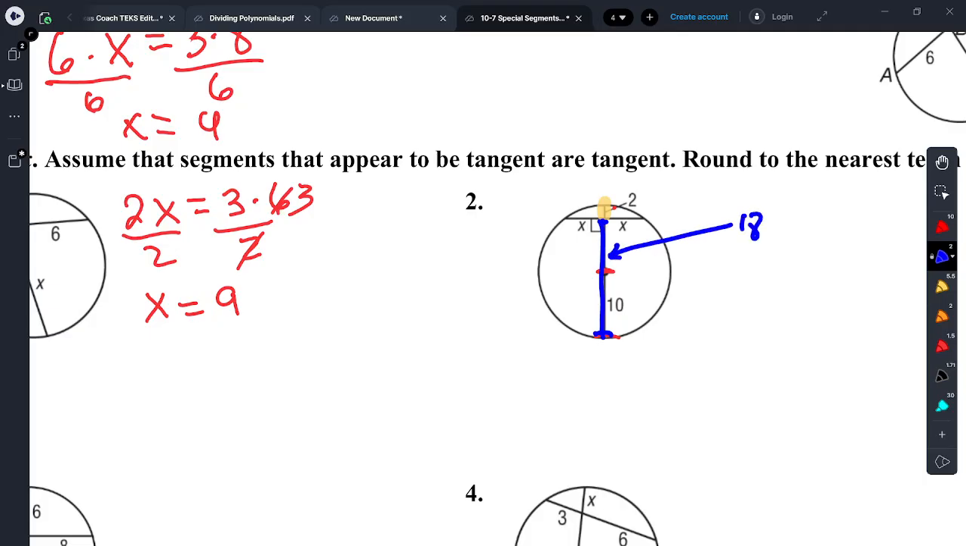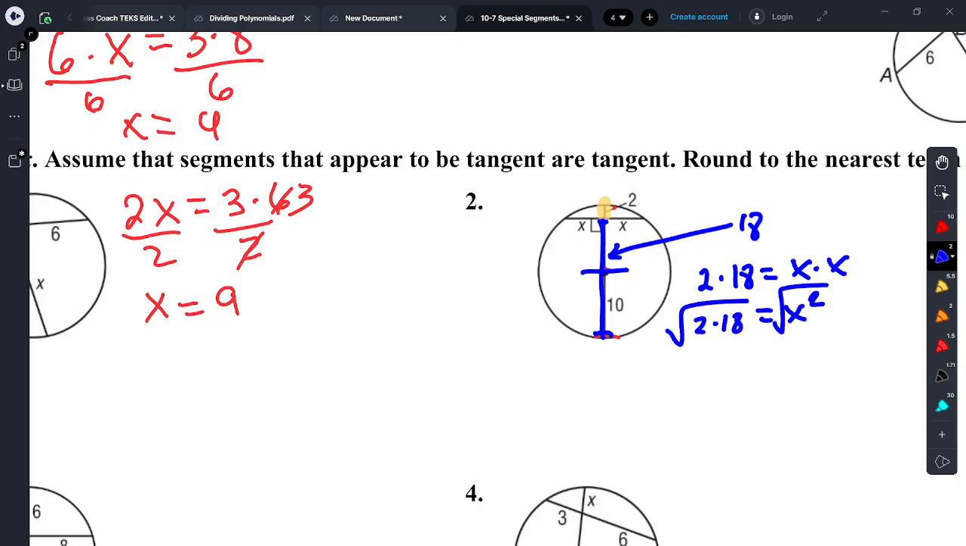Because the bottom 10 is the radius. So that's 10, good, and that's 10. So the diameter is 20, and if that piece up there is 2, then 20 minus 2 is 18. So this piece has to be 18, yeah? Okay, so what do we have? We have 2 times 18 is proportional to x times x, yeah? Or x squared, yeah? That's actually x squared.